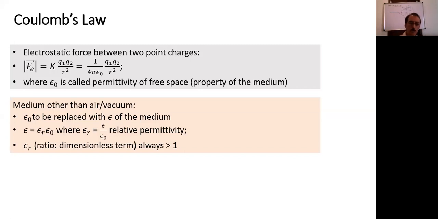What is permittivity of a medium? It is relative permittivity into permittivity of vacuum. What is taken as a reference? Permittivity of vacuum is taken as a reference. So epsilon is equal to epsilon r into epsilon naught. As simple as that. It's a ratio. So relative permittivity is a dimensionless term. Only thing is, it is always greater than 1. So no other medium will have a permittivity greater than permittivity of air or vacuum.